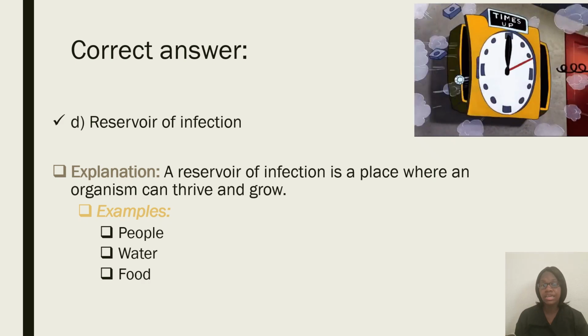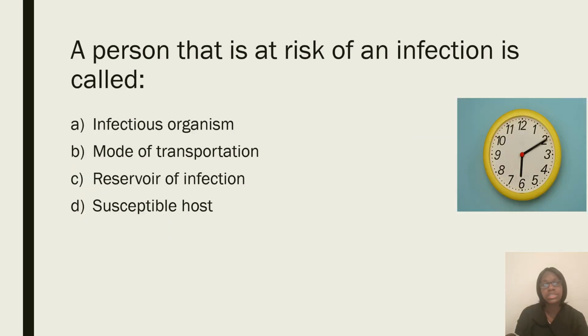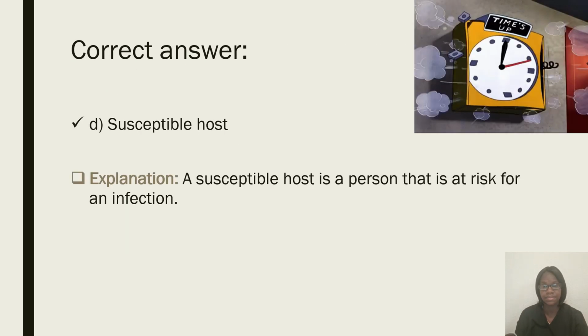And if I'm going too fast or too slow, you can always pause the video or speed it up or rewind it if I'm going too fast. Okay, for our next question, a person that is at risk of an infection is called infectious organism, mode of transportation, reservoir of infection, or susceptible host. Susceptible host is the correct answer.